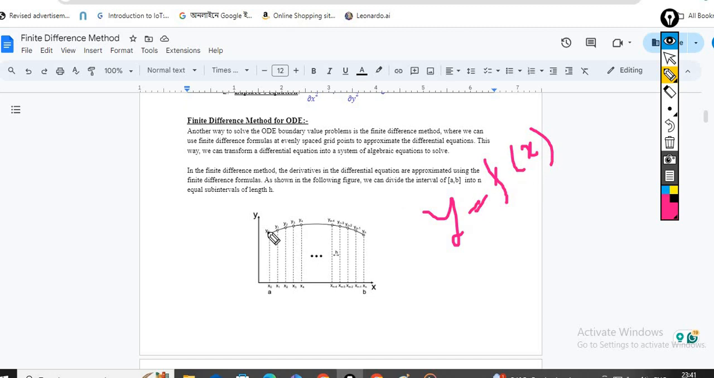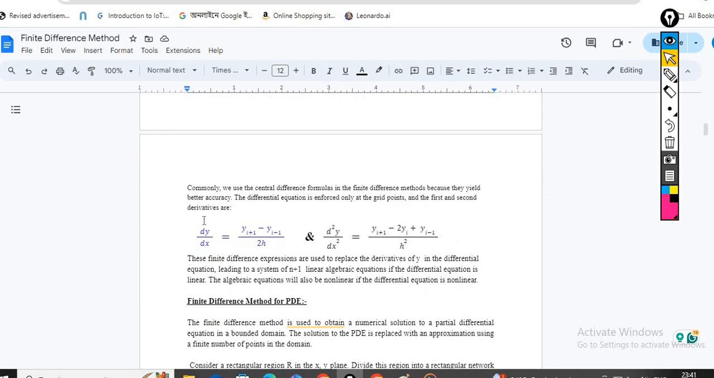Here in this case the function nature is something like this. The value of x varies and the corresponding y value also varies. Now the interval is a, b. Within this interval you have this function. Now you need to find the solution of the differential equation. For the first order, dy/dx can be considered as (y_{i+1} - y_{i-1}) / 2h.